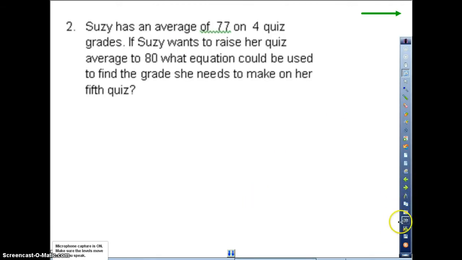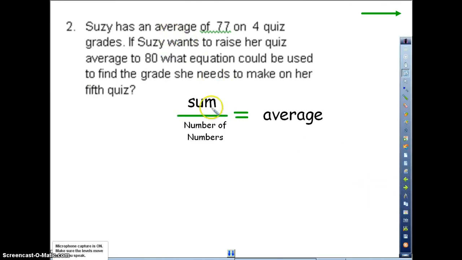Number 2, Susie has an average of 77 on 4 quiz grades. If Susie wants to raise her quiz average to 80, write an equation that could be used to find the grade she needs to make on her 5th quiz. Okay, well, you guys know how to calculate an average. Your average is: take all the quiz scores, add them up and get a sum, divide by the number of quizzes you have, and that gives you your average.